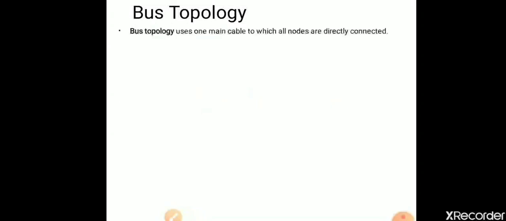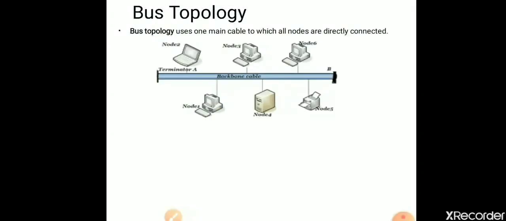Okay, now moving on to the next one, that is bus topology. The bus topology usually consists of one main cable to which all nodes are directly connected. And here in this figure itself, you can see different nodes, node 1, node 2, node 3, node 5, node 6, etc. are connected to a backbone cable. This is the backbone cable and is the central part of bus topology. And one among the systems in bus topology will act as the server.